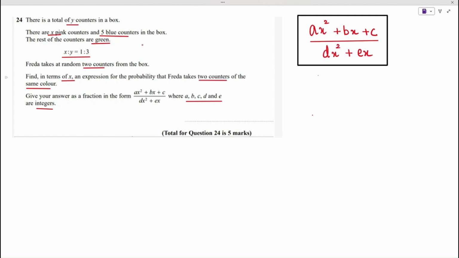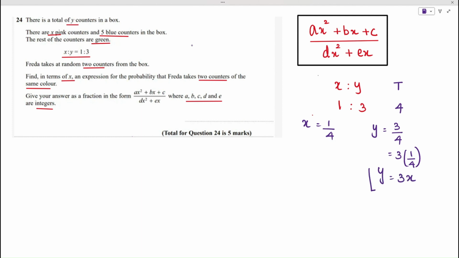To do this, we're going to use our ratio. So x to y is 1 to 3, and this gives us our ratio total as 4. So out of the total of x and y combined, even though x is a subset of y, we can see that x is 1 over 4 of the total and y is 3/4 of the total. 3/4 is equal to 3 times 1/4, so we can show that y is equal to 3x. Now this will be useful later on.